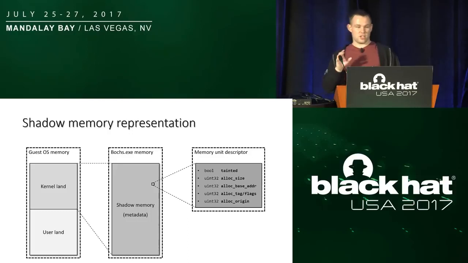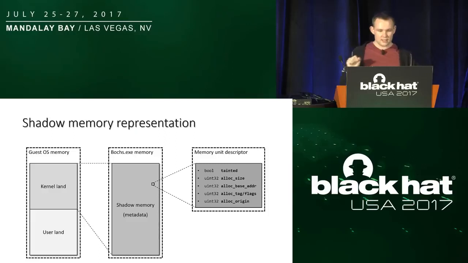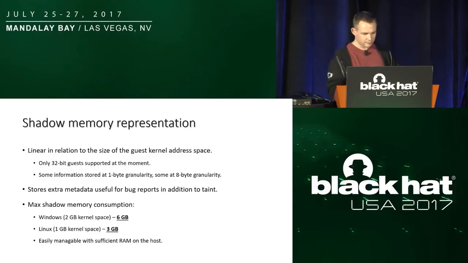Here you can see a representation of the shadow memory. So we have the guest OS memory divided into user land and kernel land. For every kernel land byte, we have a full mapping of the shadow memory corresponding to the kernel land, and then every memory unit is described by a few variables. Of course, we have the taint bit, but also we have information about what is the base address of the allocation that this byte belongs to. We have the information about where this byte was allocated in the kernel and stuff like that.